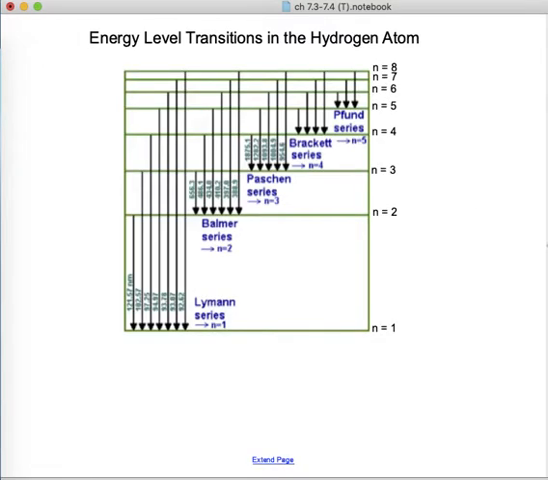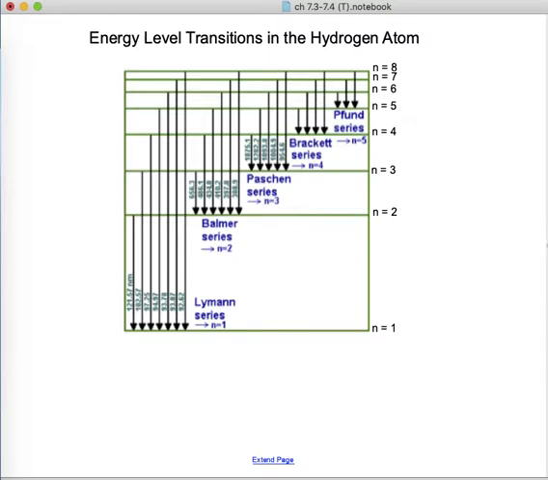Now, I can represent that by this energy level diagram. Each of the horizontal lines corresponds to one of the quantized energy levels in the hydrogen atom. N equals 1 is the ground state, N equals 2 is the first excited state, and so forth. Each of the vertical arrows going from a higher quantized energy level to a lower quantized energy level represents a transition from the higher energy state to the lower energy state.